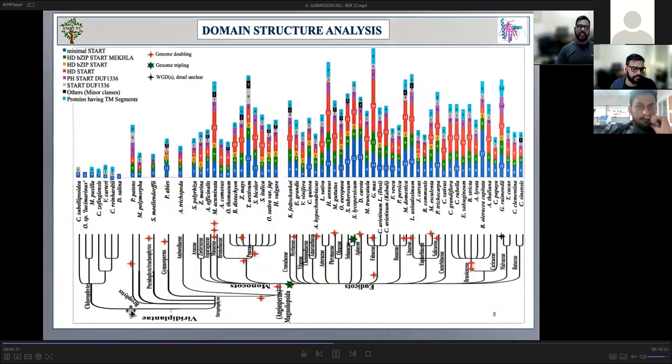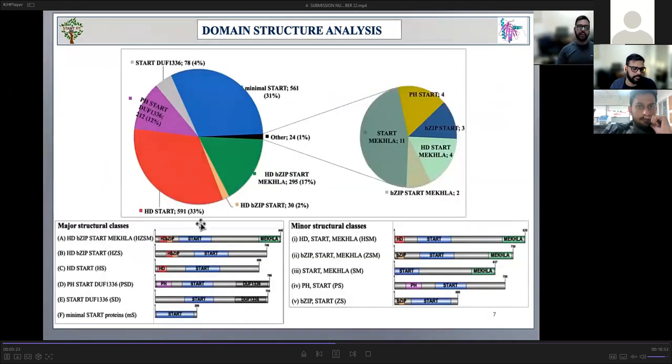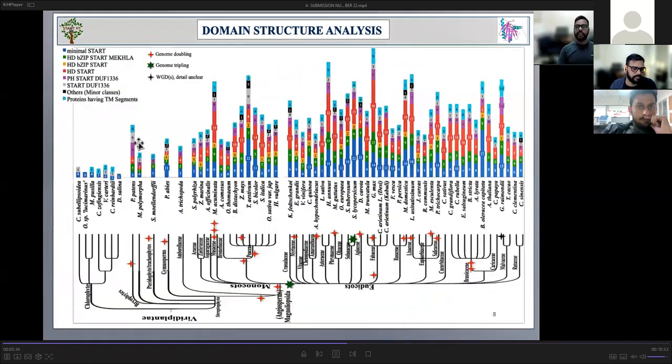So, the domain structure analysis revealed that START domains were mostly found to occur with the homeodomain transcription factor and comprise almost half of the total START proteins. The distribution among these 62 plant species shows that in lower plants like green algae, mostly the minimal START proteins are found. In contrast, in higher plants, START domains are primarily found in multi-domain proteins and mainly associated with the homeodomain transcription factor.